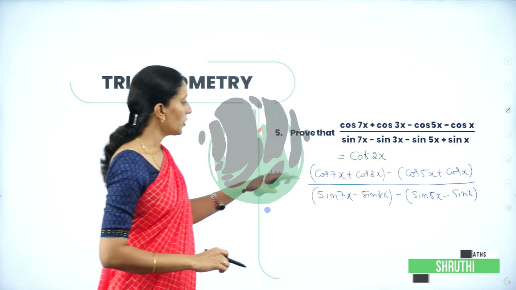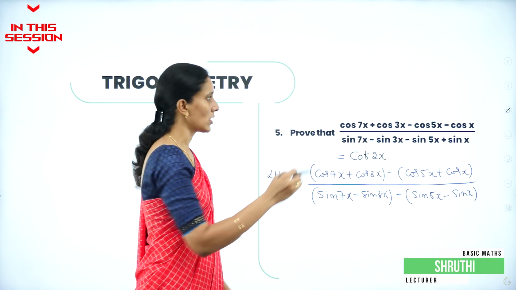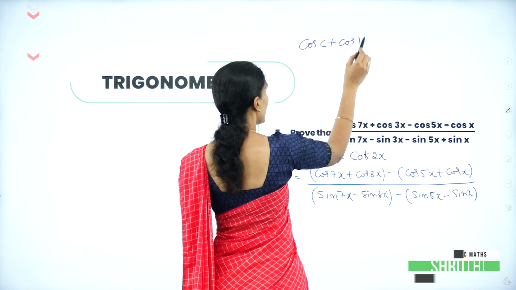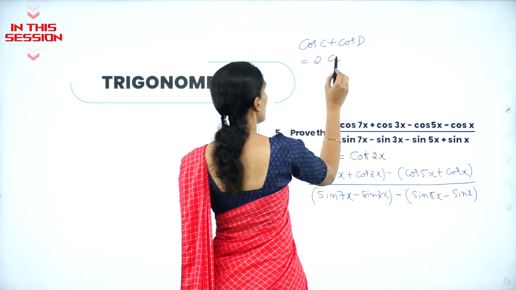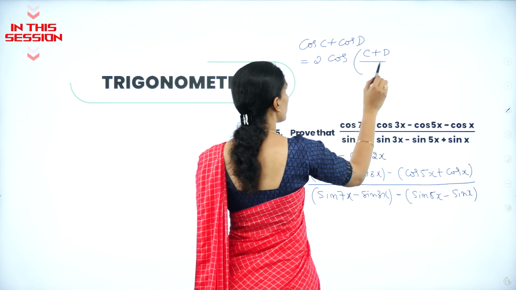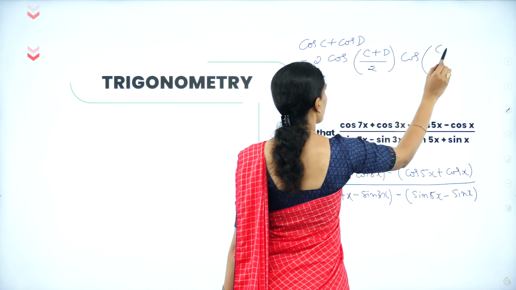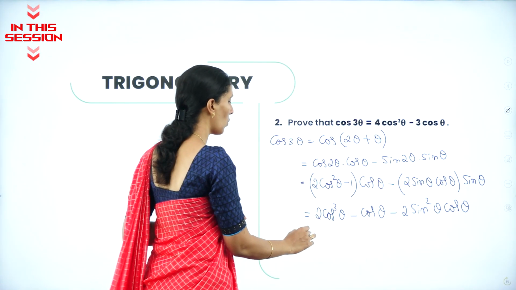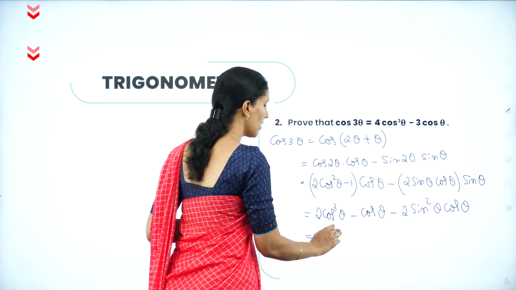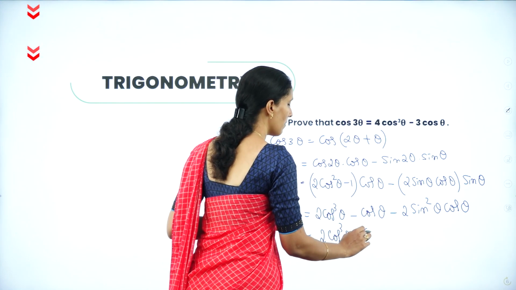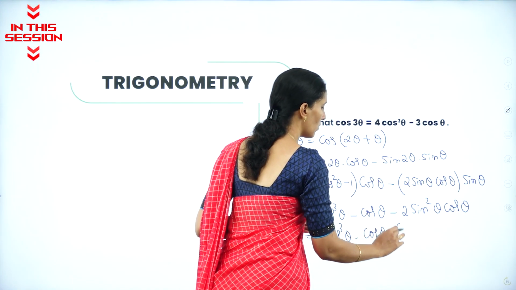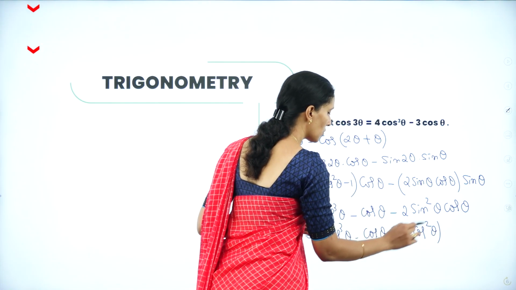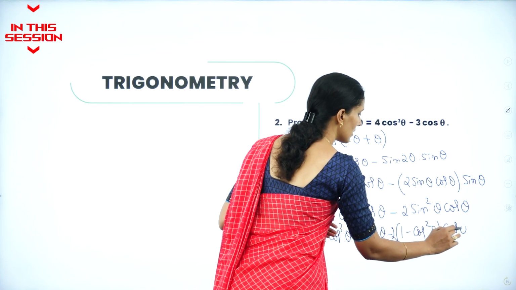So here, use the formula of cos C plus cos D. What is cos C plus cos D? Cos C plus cos D is 2 cos C plus D by 2 cos C minus D by 2. Now what is sine square theta? It is 1 minus cos square theta. Replace it with 1 minus cos square theta. So it is 1 minus cos square theta. Outside we have 2 here into cos theta.